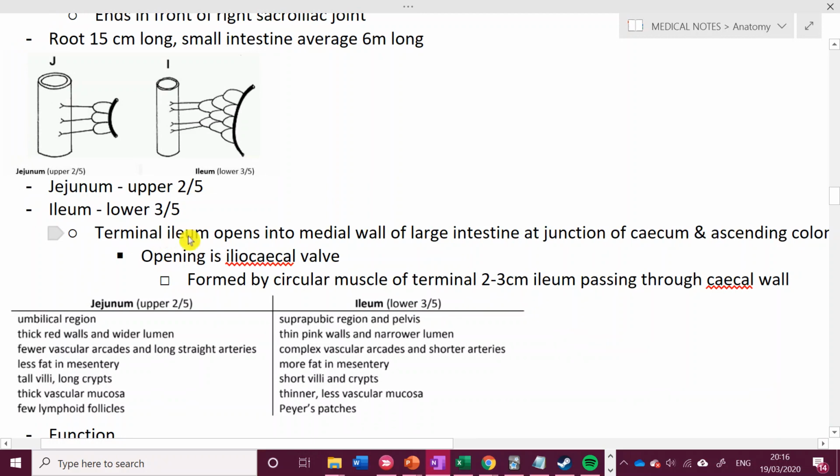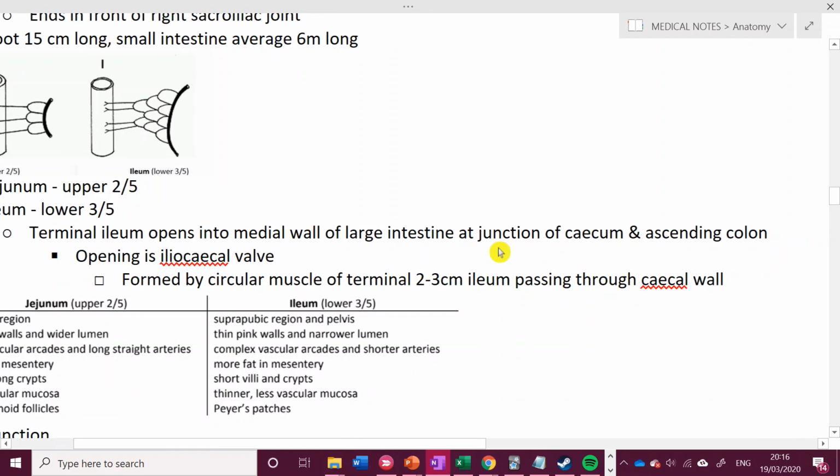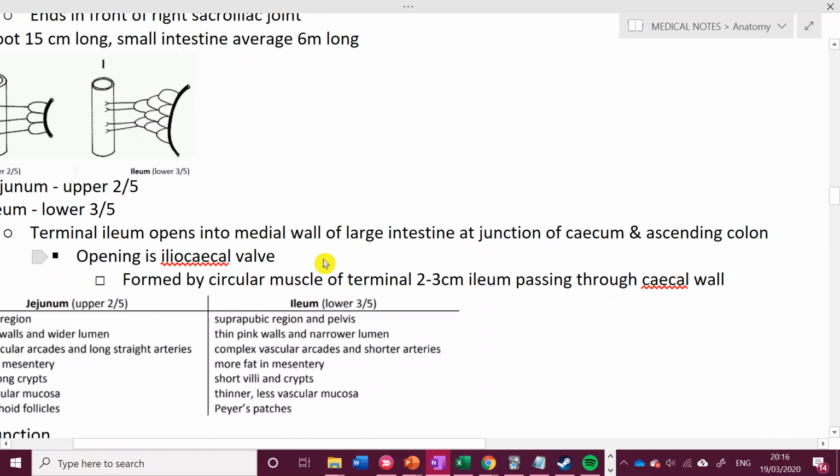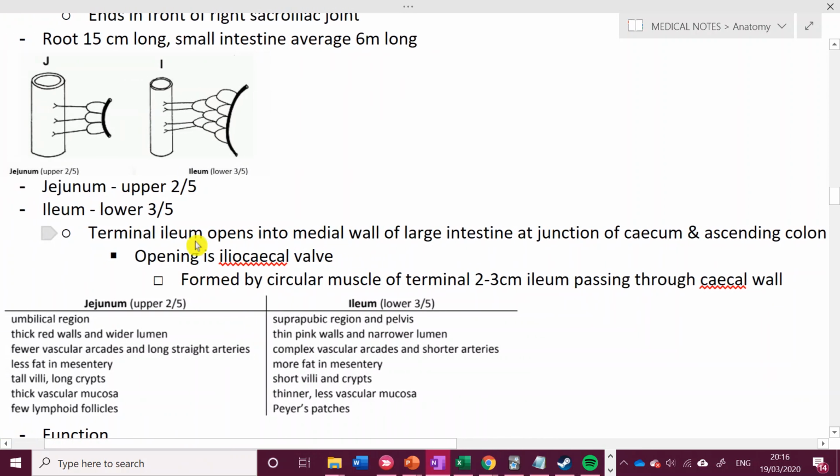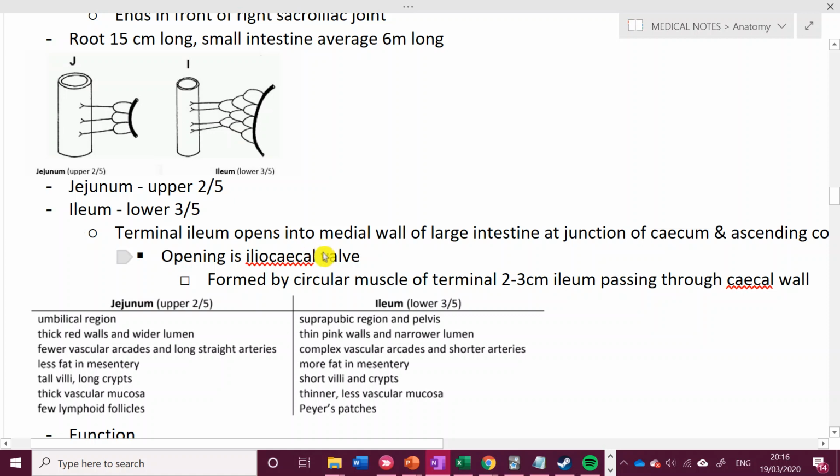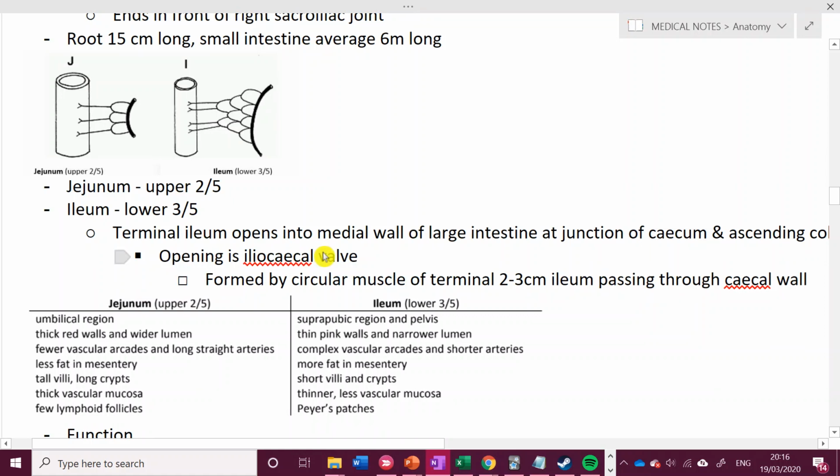Firstly, the terminal ileum opens into the medial wall of the large intestine at the junction of the cecum and the ascending colon. This is called the ileocecal valve, which we'll get onto later, and it's formed by a circular muscle of the terminal 2 to 3 centimeters of ileum passing through the cecal wall.